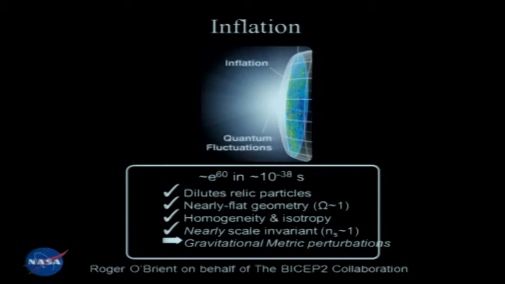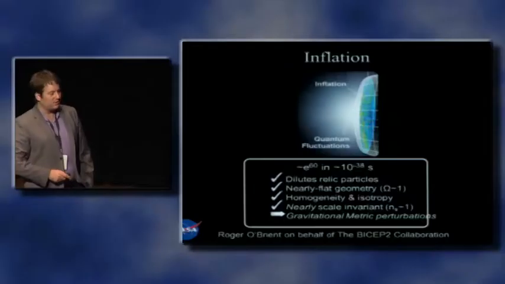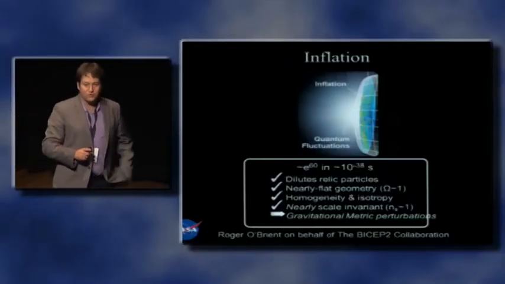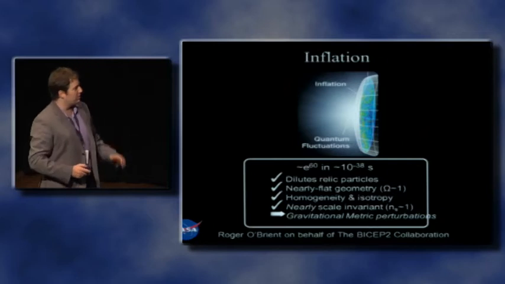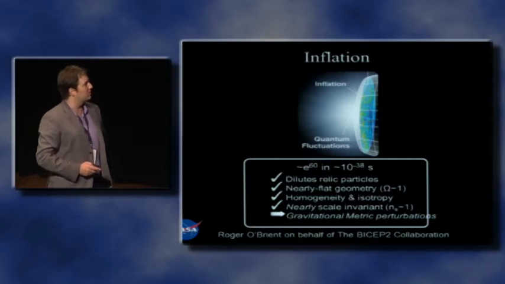It explains the nearly scale invariant matter power spectrum that's related to the nearly time invariant nature of inflation's slow roll. And last but not least, this amplifies quantum fluctuations to the background gravitational metric out to cosmic scales, and thus observable scales. And this should intrigue everyone in the room, because it's one of our few opportunities to get a handle on quantum features of gravity.